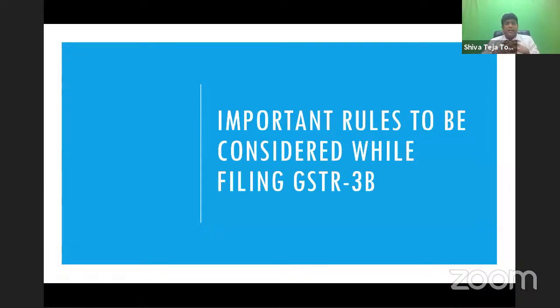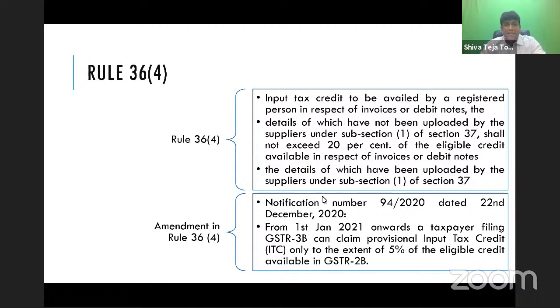Next point. Important rules to be considered while filing 3B. See now, already we discussed that first. 36.4, already I told you, it was 20% once upon a time, then became 10%, and now it became only 5%. That's it. 5% of credit reflecting in 2B.